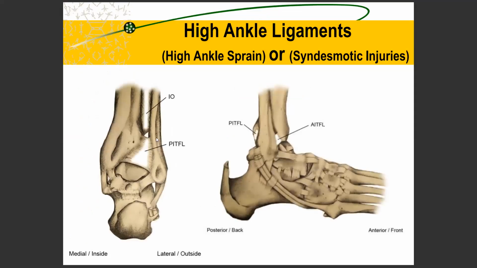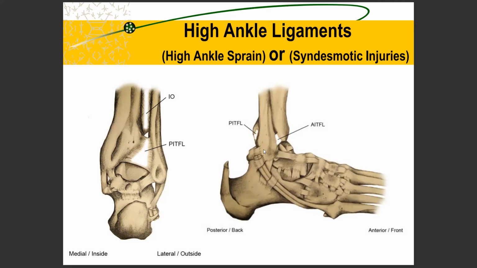So we can see here, this is the tibia, this is the fibula, and this is the posterior view. This is the medial side. This is the lateral side, the fibular side, and this ligament is known as the posterior inferior tibiofibular ligament, while this IO is the interosseous membrane. Interosseous means the membrane between the two bones. Here, this is the anterior inferior tibiofibular ligament.